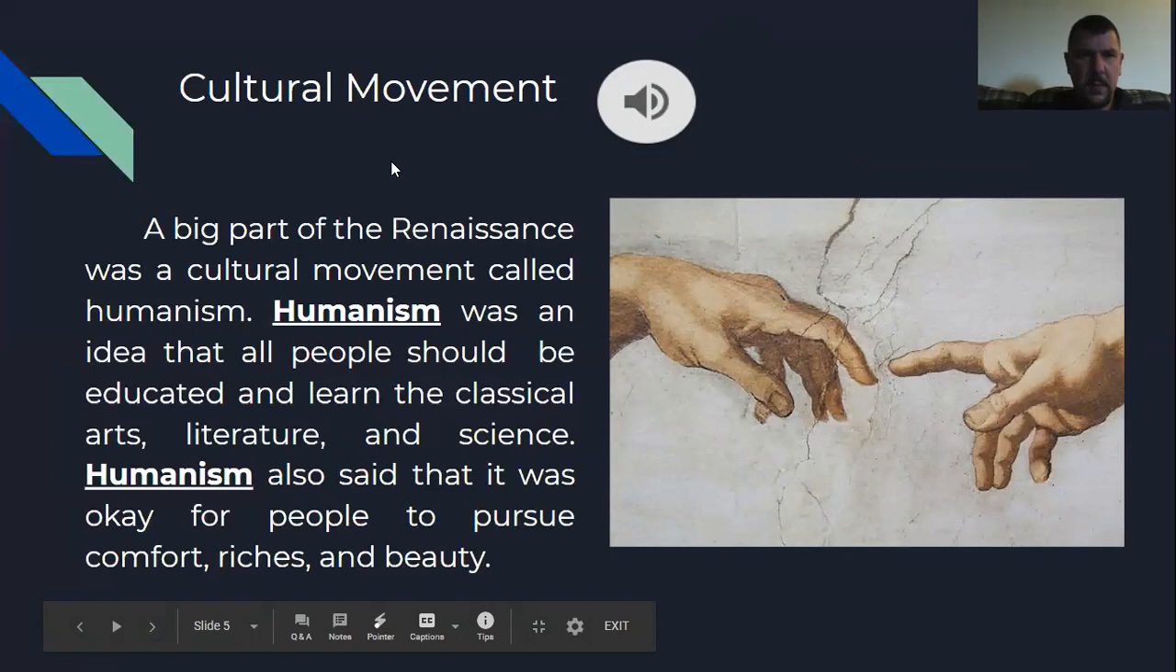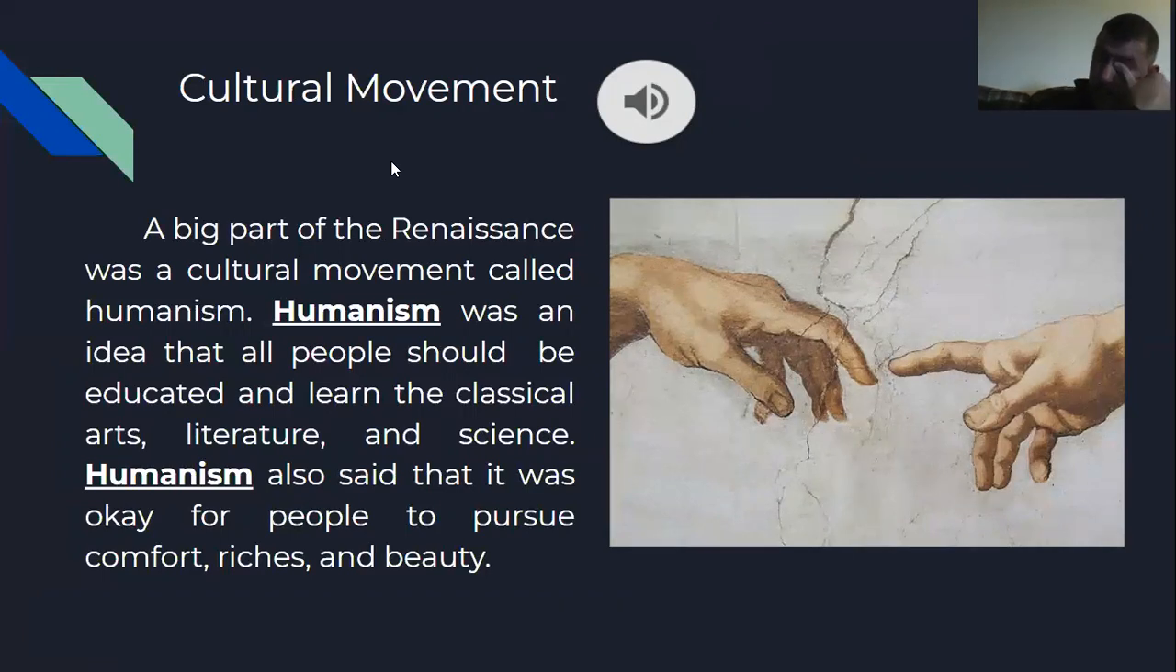Cultural movement. A big part of the Renaissance was a cultural movement called humanism. Humanism was an idea that all people should be educated and learn the classical arts, literature, and science. Humanism also said that it was okay for people to pursue comfort, riches, and beauty.